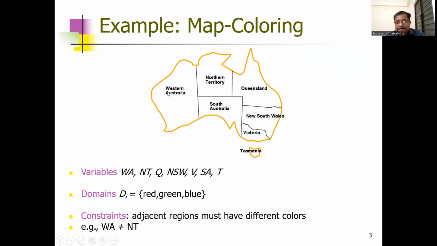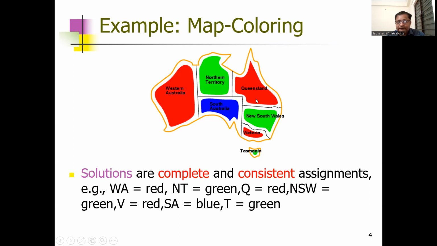We can see Western Australia has adjacency with Northern Territory and South Australia. If I represent this map with a graph, then the Western Australia vertex has edges that lead to Northern Territory and South Australia. So Northern Territory and South Australia are the neighboring vertices of Western Australia. Similarly, Northern Territory has three neighbors: Western Australia, South Australia, and Queensland. If Northern Territory is represented as a vertex of the graph, it has three adjacent vertices, just like this.